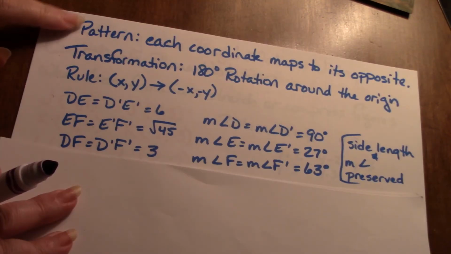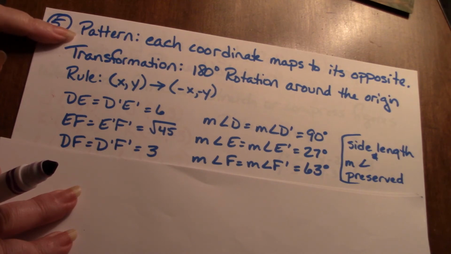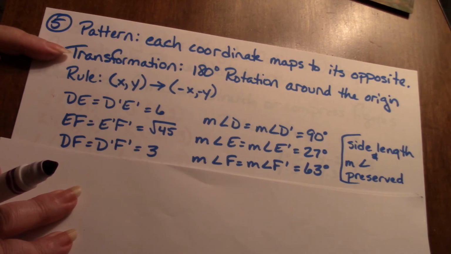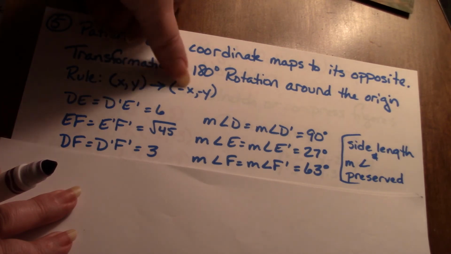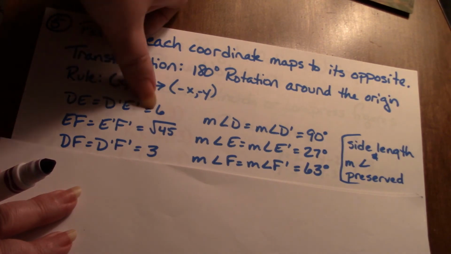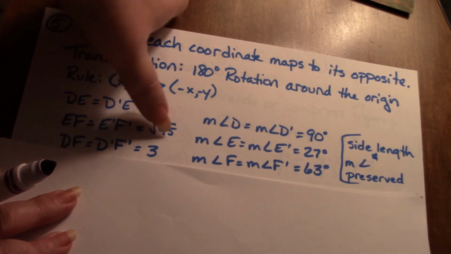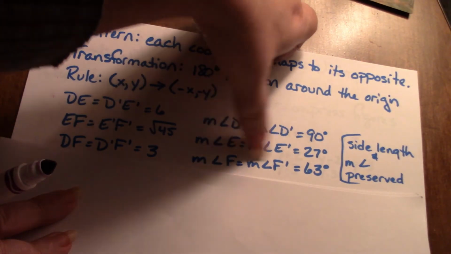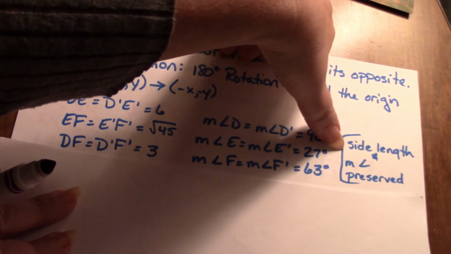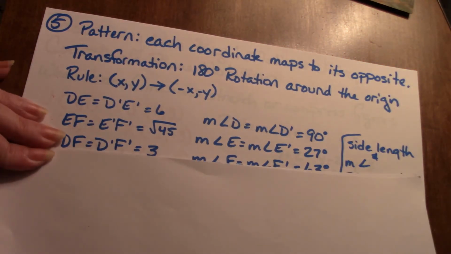So with number 5, the pattern is that each coordinate maps to its opposite, or its negative. The transformation is a 180-degree rotation around the origin. Doesn't matter what direction it goes, because 180 is exactly halfway. The rule is (x, y) leads to (negative x, negative y), because those are the opposites. And then we check to make sure the lengths are the same, and we check to make sure that the angles are the same, and we note that the side length and the measure of the angle is preserved.